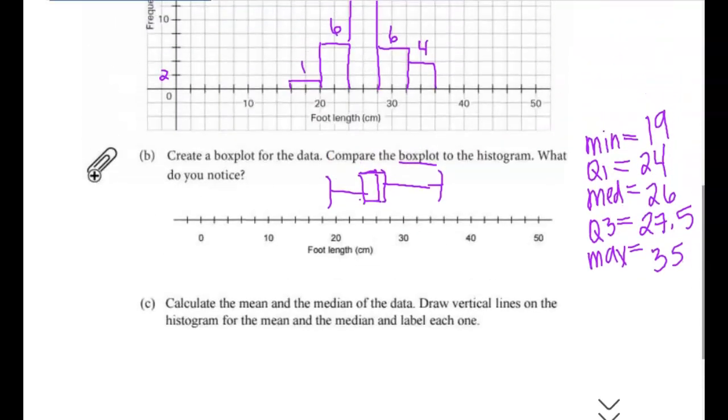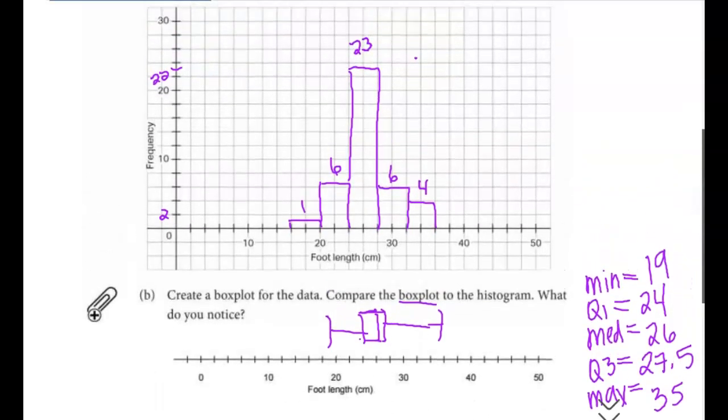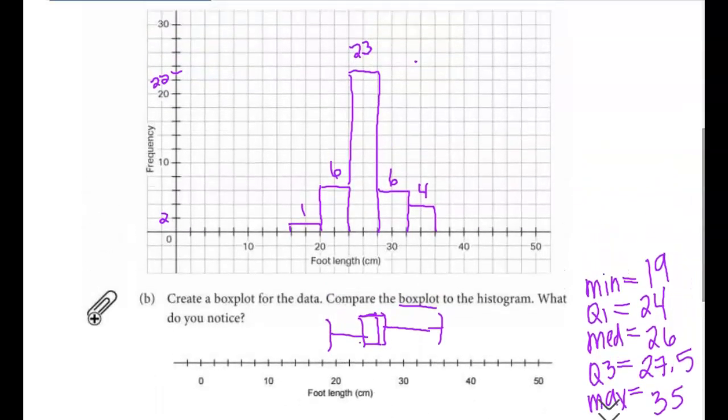Alright, now the question is compare the box plot with the histogram. What do you notice? Anybody have any ideas? Looking at both of them on top of each other, what's similar? What's different? It should be similar.